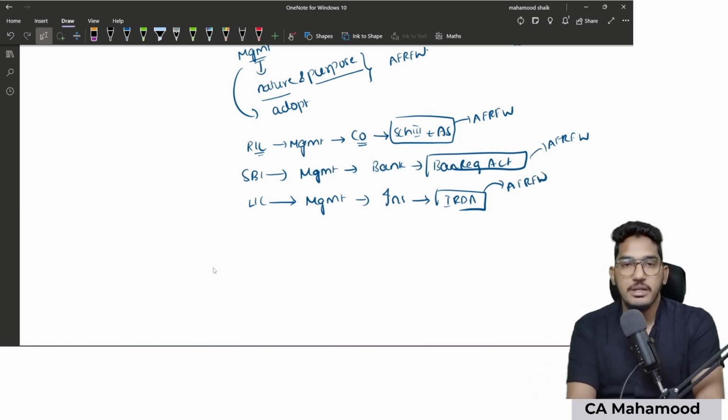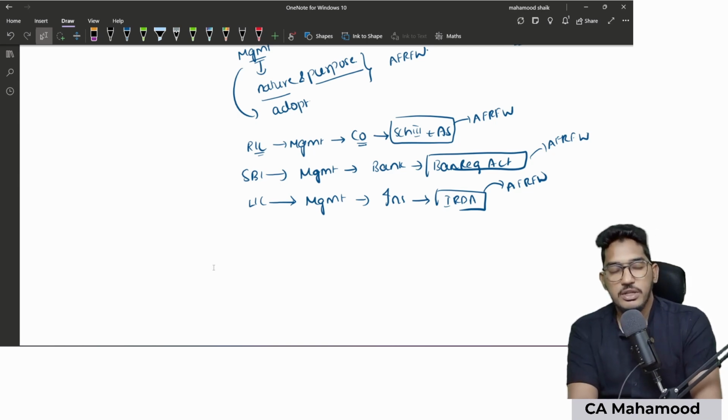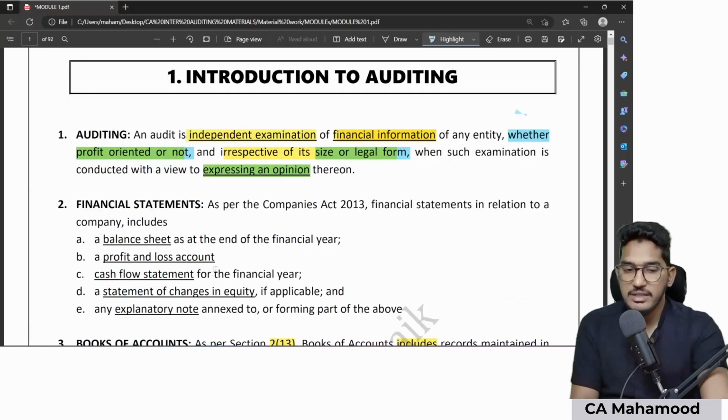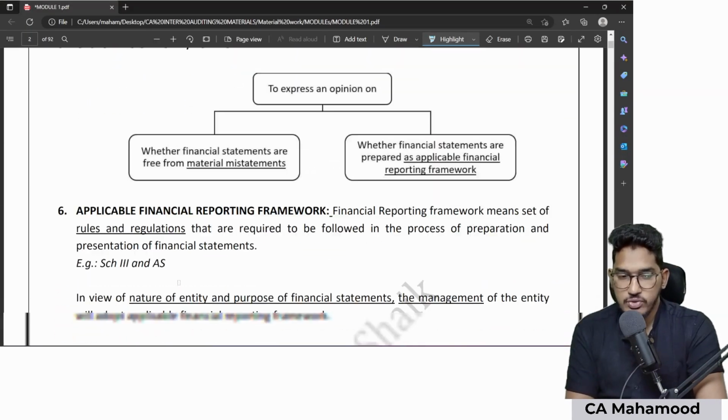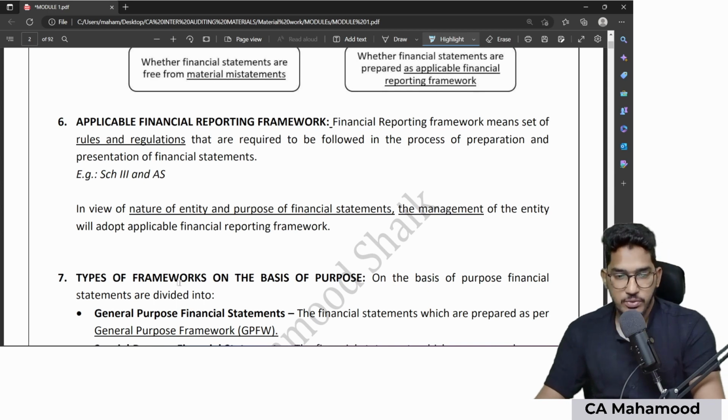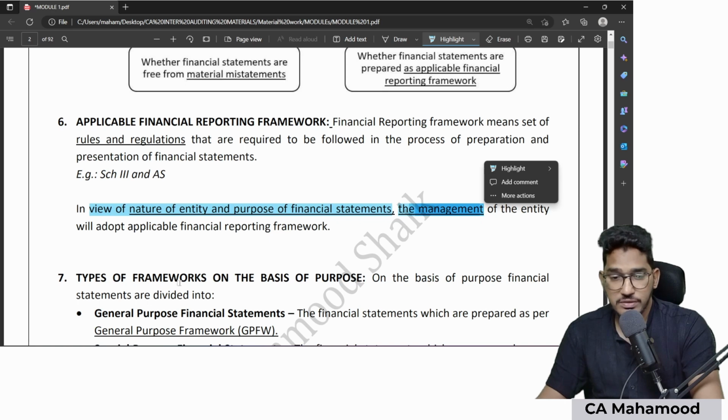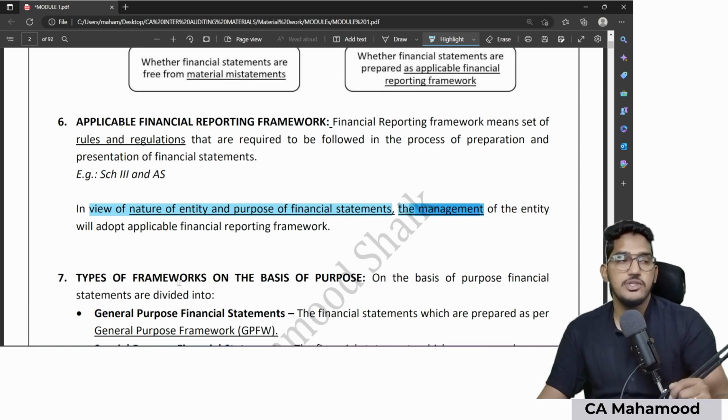So, like this, keeping in mind the nature of the organization and the purpose of the financial statements, the management of the organization will select which set of rules and regulations to follow. That set of rules and regulations, we call the applicable financial reporting framework. Like the definition I have given, if you observe this line carefully: in view of the nature of the entity and the purpose of financial statements, the management of the entity will adopt the applicable financial reporting framework.